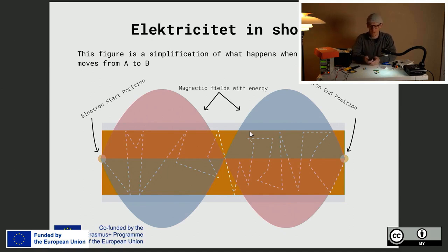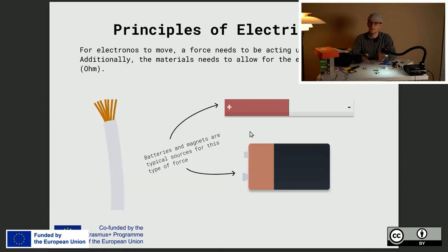And as I said, there is going to be something that motivates this movement. Mostly we're looking at either magnets or batteries. Magnets are, you can say, small pieces of iron where certain elements of them are aligned to allow for a magnetic field to be created, and batteries have a chemical displacement of electrons that creates a voltage that motivates the electrons to move.